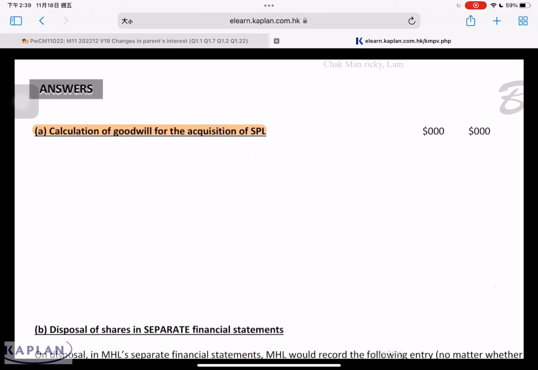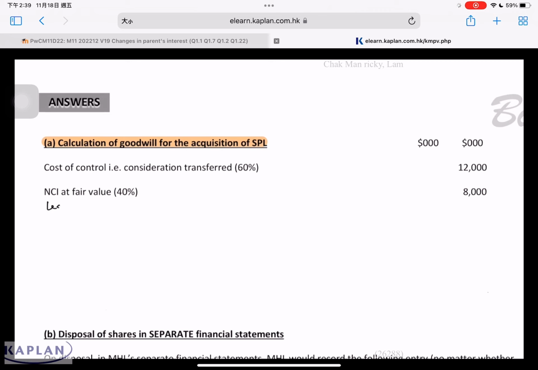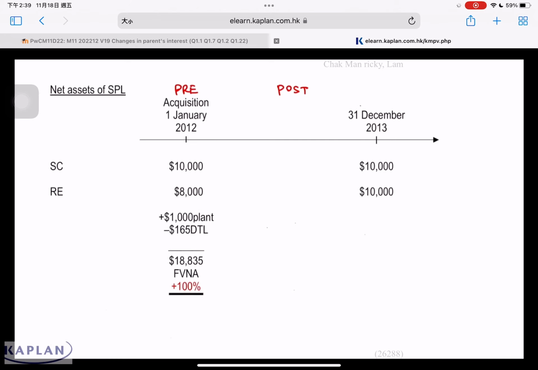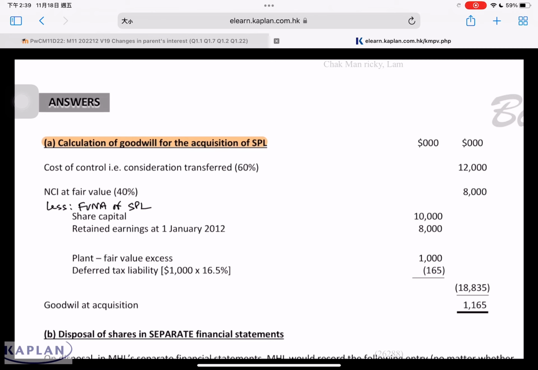Can we maybe calculate goodwill now? First, we have to take the cost of the 60%, $12 million. NCI of 40% is equal to $8 million. This figure is given to us from the question itself. 12, 8. After that, we must less the fair value of net assets of SPL. Take the share capital, retained earnings, the plant asset with a deferred tax liability. Where do you get this from? This column at the acquisition date. $10 million, this is $8 million. The plant asset increased by $1 million. Then we must account for deferred tax liabilities of 165. Total is 18,835. We should have a goodwill of $12 million plus $8 million minus 18,835. Goodwill is equal to 1,165. We've answered the 4 marks already.